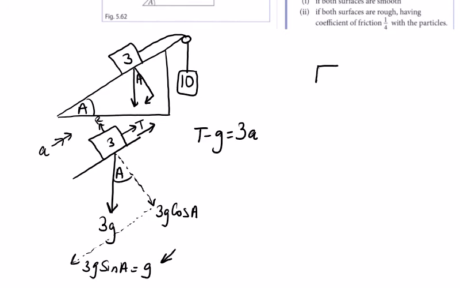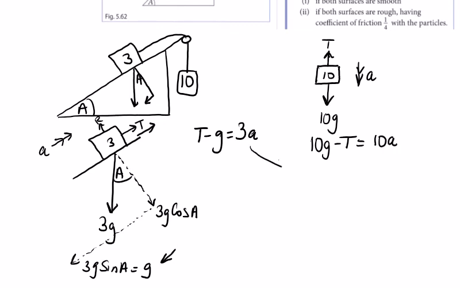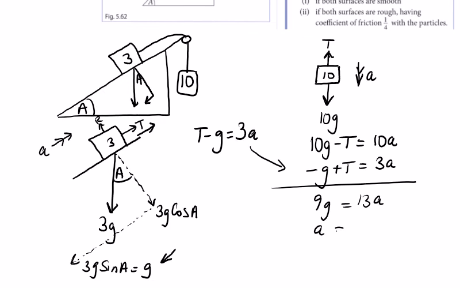For my 10, I have 10G. I have tension in the string. I have my acceleration going down. So 10G minus T, resolving the forces, is equal to MA, 10A. If I bring my other equation across, I can write minus G plus T is equal to 3A. So I get 9G is equal to 13A. So A is equal to 9G over 13 meters per second squared.